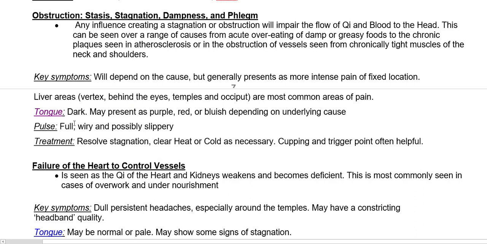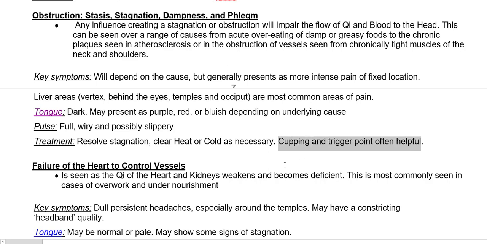Treatment principle. Let's talk about the pulse, of course. Full, wiry, possibly slippery. This will depend on what else is happening, but especially if you catch it during the acute phase of a headache, these are going to be full excess patterns. Treatment principles: resolve stagnation, clear heat or cold. Cupping and trigger point are often especially helpful.